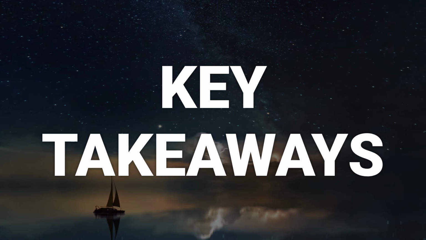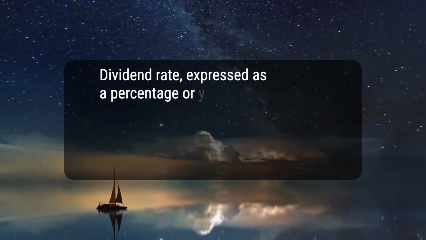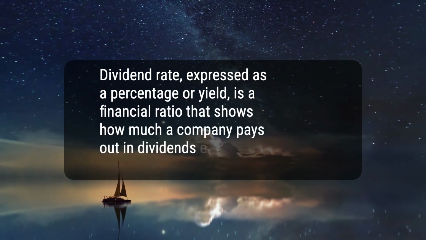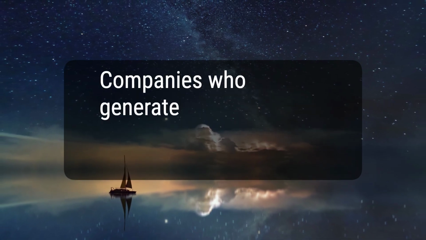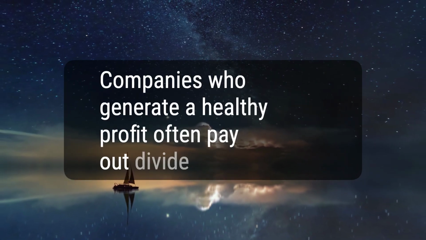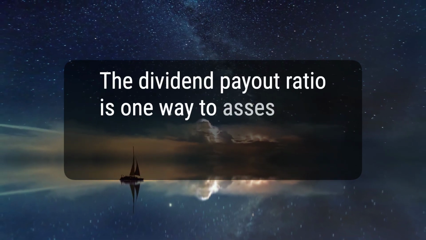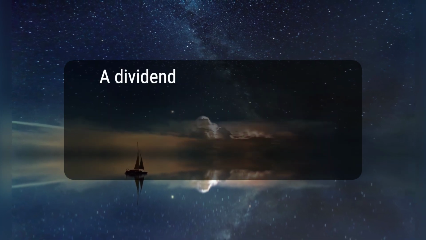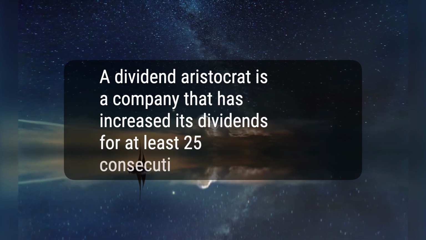Here are 4 key takeaways. 1. Dividend rate, expressed as a percentage or yield, is a financial ratio that shows how much a company pays out in dividends each year relative to its stock price. 2. Companies who generate a healthy profit often pay out dividends. 3. The dividend payout ratio is one way to assess the sustainability of a company's dividends. 4. A dividend aristocrat is a company that has increased its dividends for at least 25 consecutive years.